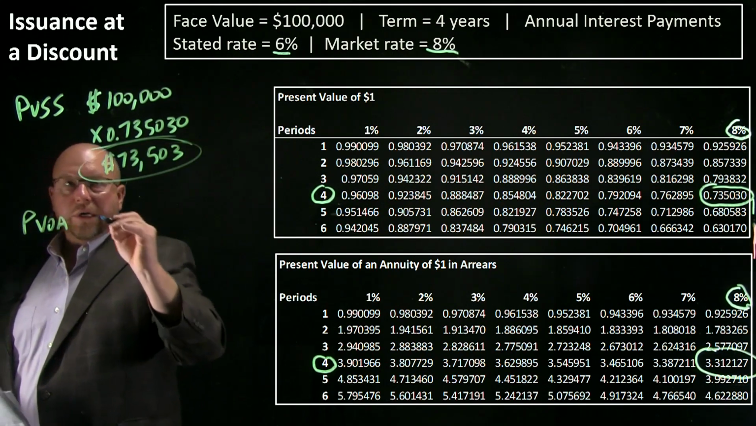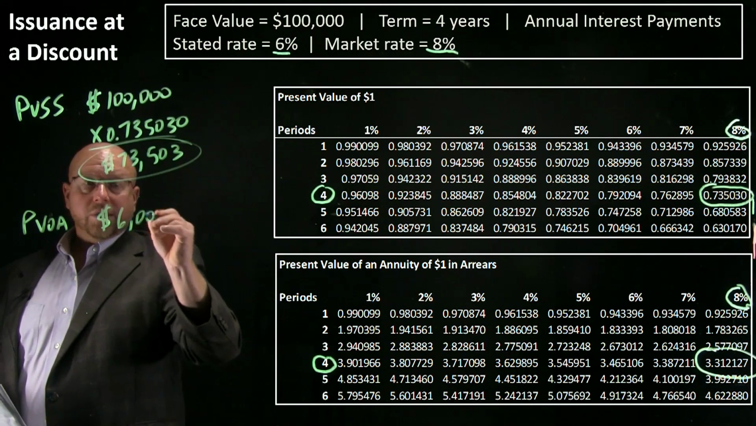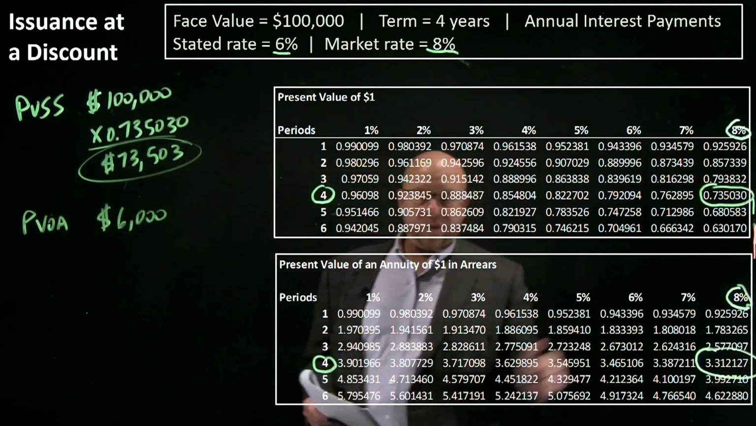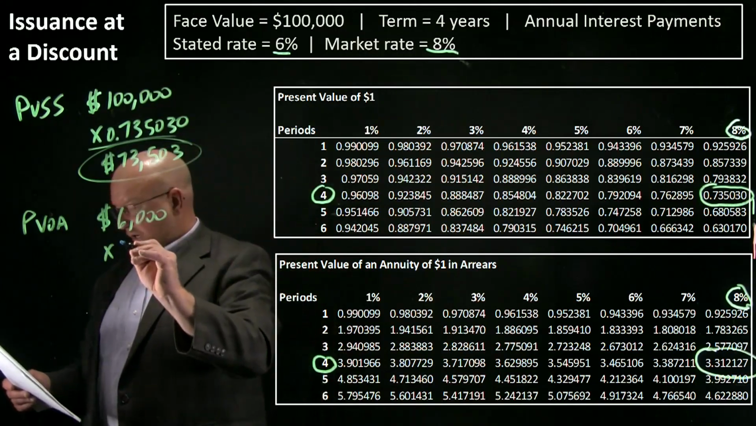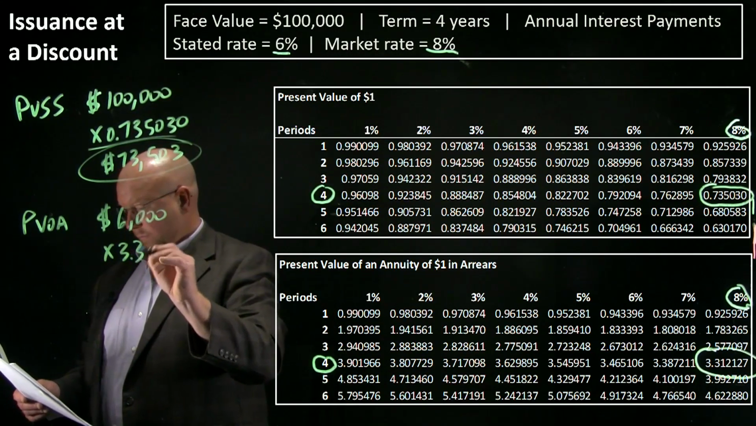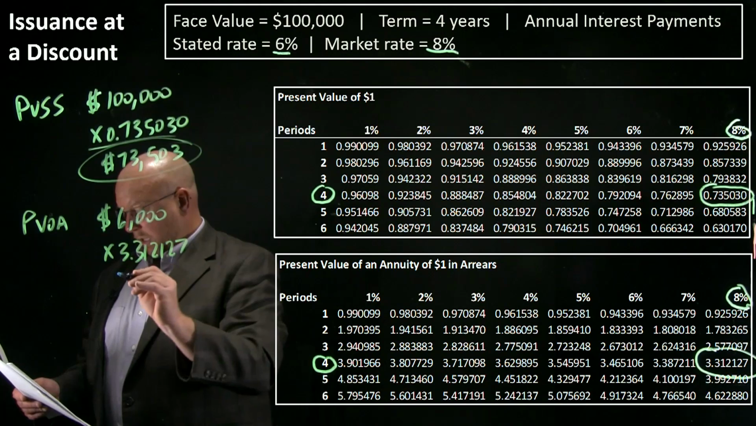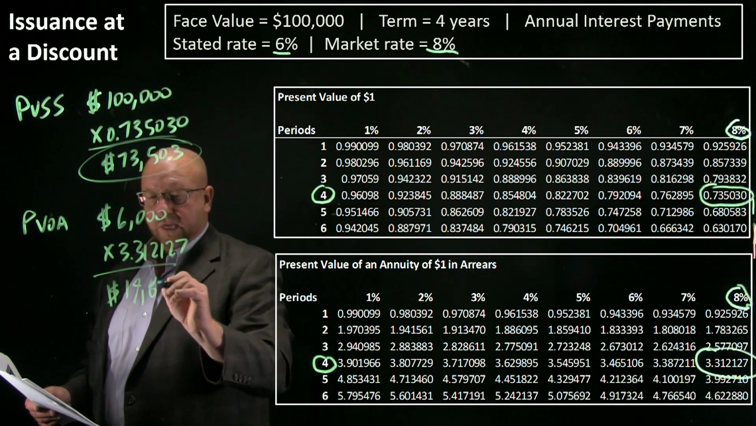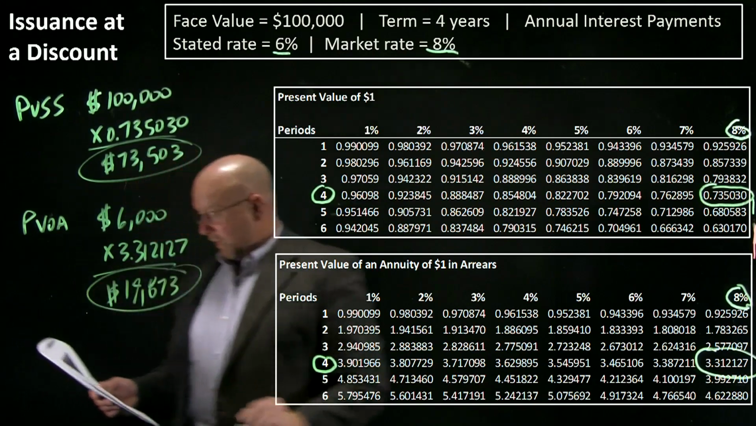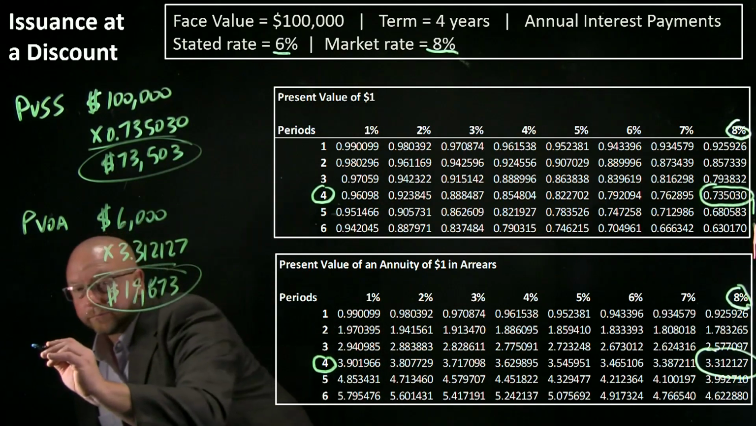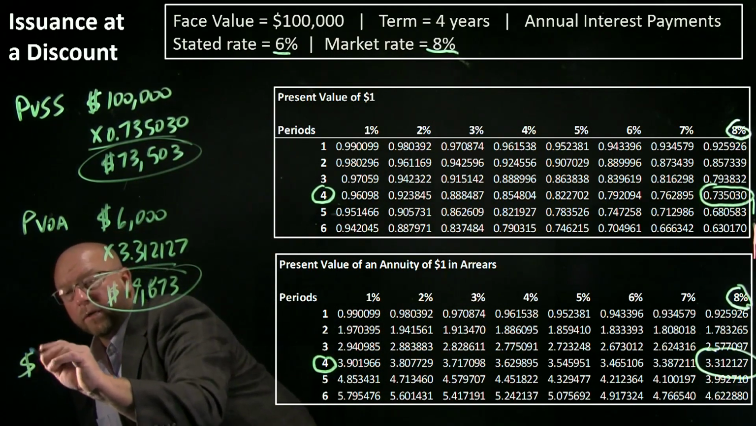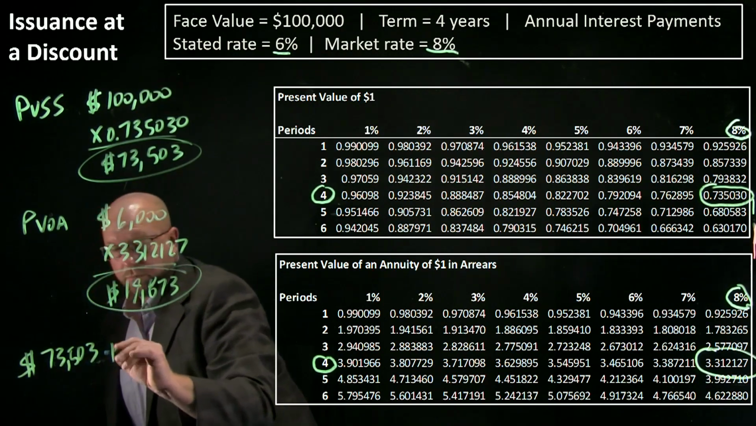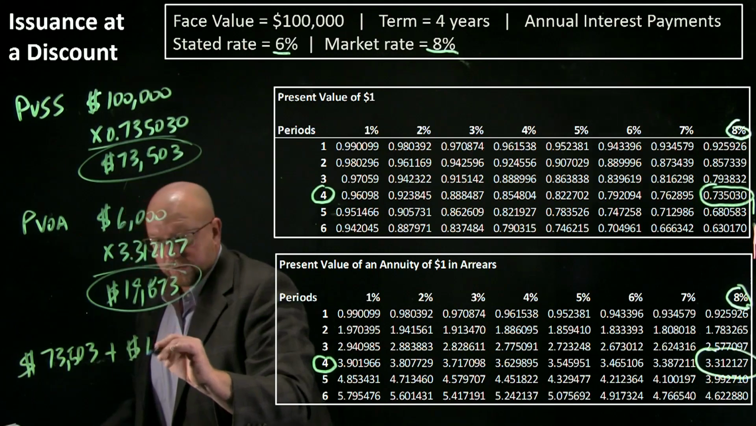Present value of an ordinary annuity, which is expected. As a reminder, the interest payments are $6,000 every year. The present value factor from an ordinary annuity is listed over here on the table. And the present value of the interest payments is just shy of $20,000 right here. So the bond price is going to be the present value of the face value plus the present value of the interest payments.